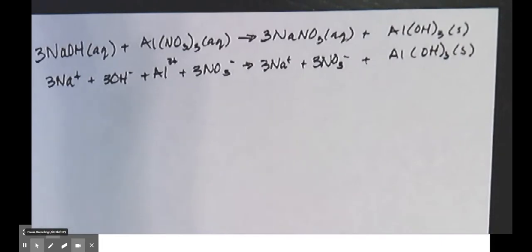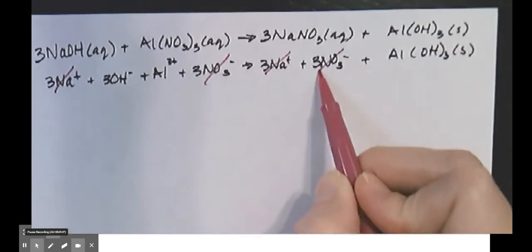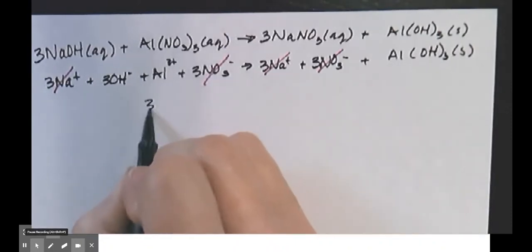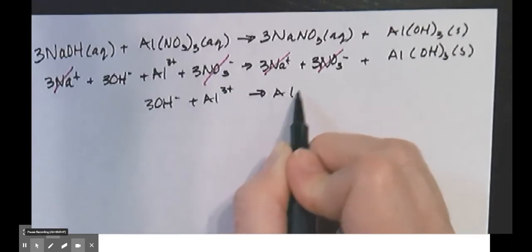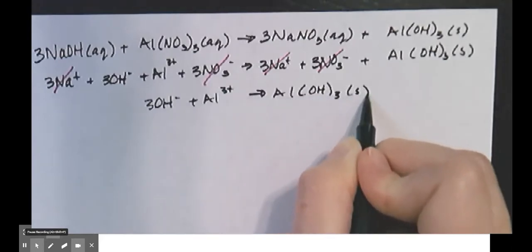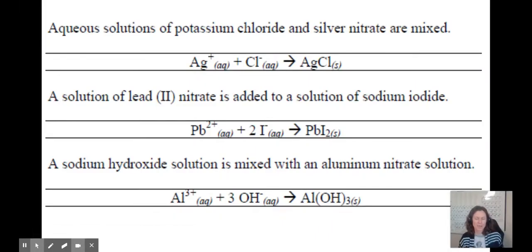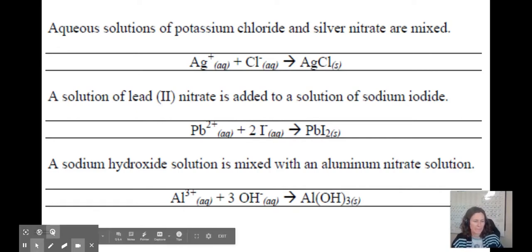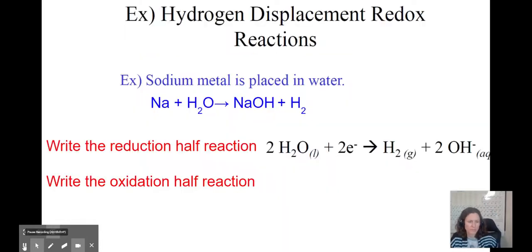Then you cancel out your ions that are the same on the left and the right. Those are your spectator ions. And then you write what's left over. So I have 3 hydroxides, 1 aluminum, and that's going to give me aluminum hydroxide. That's my net ionic equation for this reaction. Okay, so here is the answer key if you wanted to see it in a little larger print. On the PowerPoint, you will have a link to AP daily videos if you needed another review of your net ionic equations. So let's just go back.